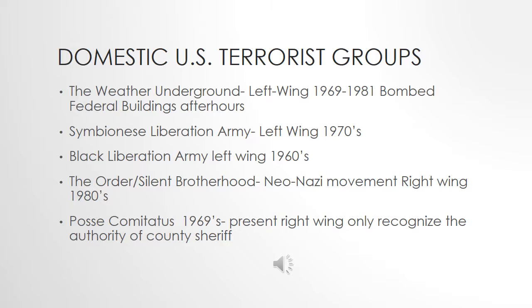Next, you have the Posse Comitatus from 1969 to about the present. They're still around, but they've morphed into different groups. They're very right wing, very conservative, and so way out in left field that they only recognize the authority of the county sheriff. They believe there's no form of government higher than the county, and that the only law enforcement officer they have to obey is the county sheriff. They also do not believe in paying federal taxes.